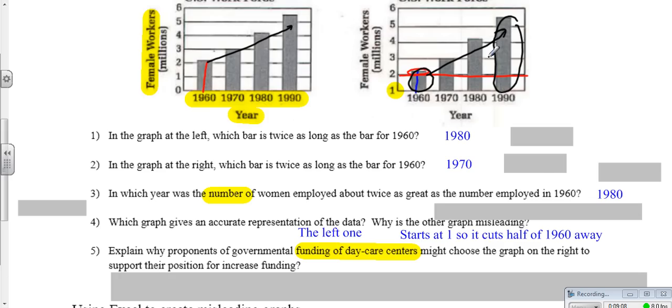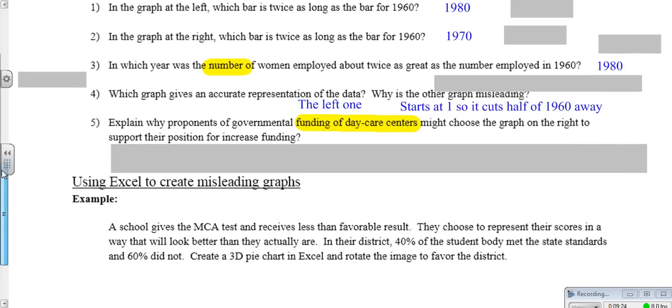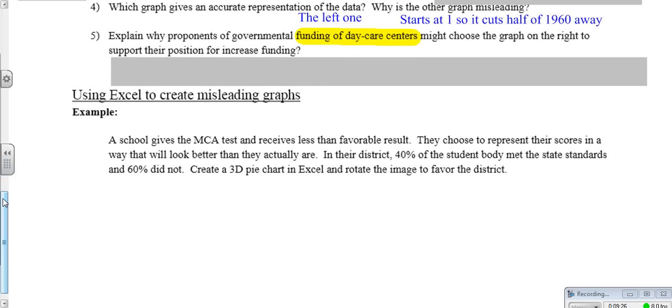We need more money for daycare because more women are working and it's increasing every year. But here, one would say, well, it's only a little bit bigger than twice as much. It's doubling, that's important, but it's not 3 times as much as this one would do. So it would definitely benefit their argument. Now you can do a lot of this with Excel. You can really manipulate things.